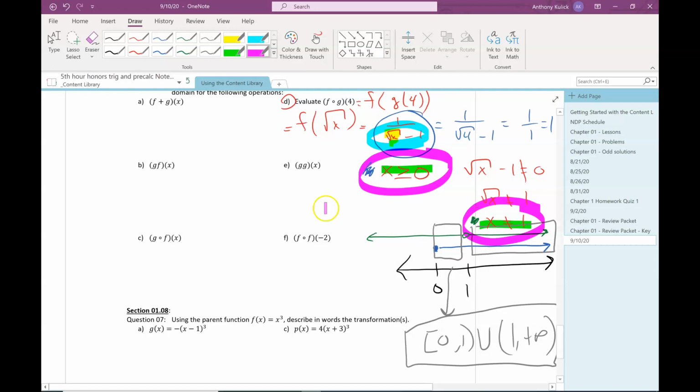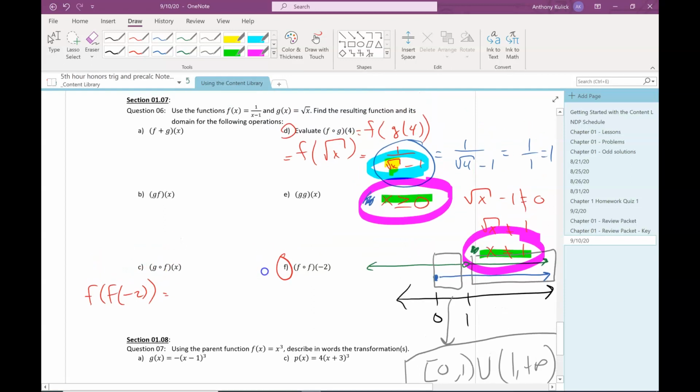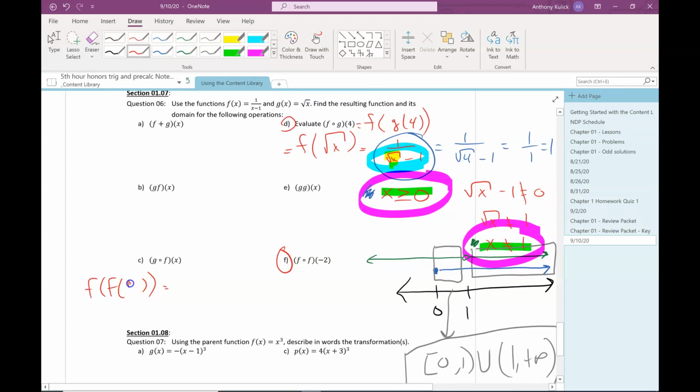Jason. Sure. So f in the same section. So we're doing f of -2. So let's do f of x, and then we'll plug in the -2 at the end, because again, I want to see the composition to do the domain. So that's going to be f of 1 over x minus 1. And when I do that composition, I'll have 1 over x minus 1 minus 1.